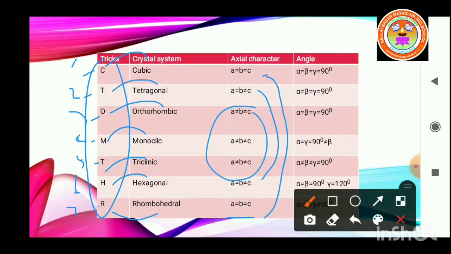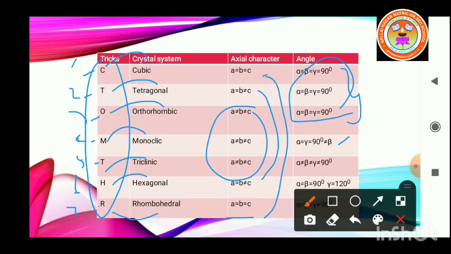So see here, in the case of angles also, the first three are all similar. What are the first three? That is cubic, tetragonal, orthorhombic. In these, all the angles are the same. What is that angle? Alpha equal to beta equal to gamma equal to 90 degrees. Yes, the same, isn't it? So like that, in the case of monoclinic, see here, what is the monoclinic condition? In the case of angle, alpha equal to gamma equal to 90 but not equal to beta.